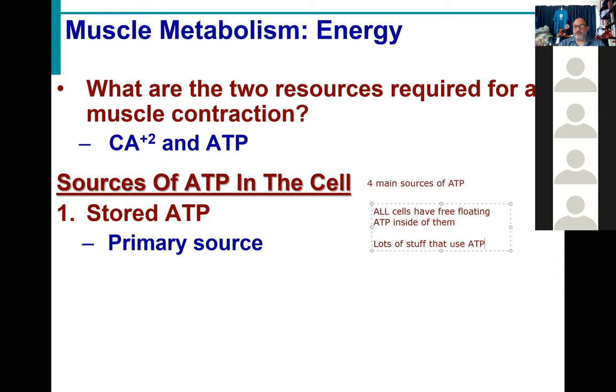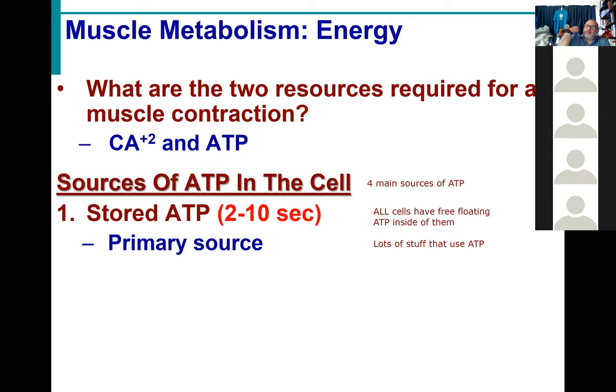There's lots of things you can use it for. And when there's lots of things that you can use it for, you're going to use it for all those things, and it'll be used up pretty readily. So while there is stored ATP, there isn't a massive amount of stored ATP. If we were to contract a muscle just relying on the stored ATP that was inside of it, that contraction would only last for about 2 to 10 seconds.